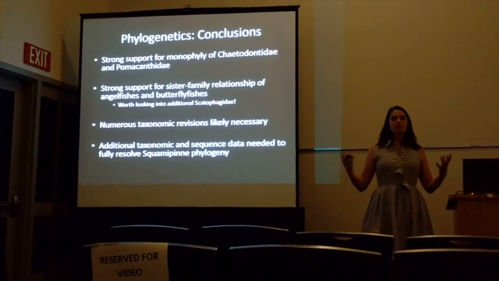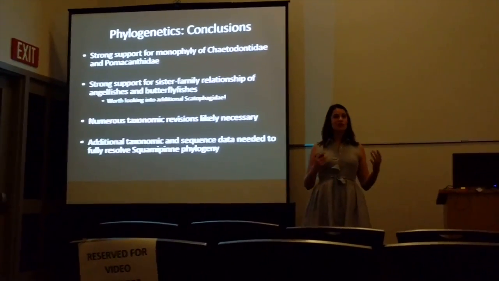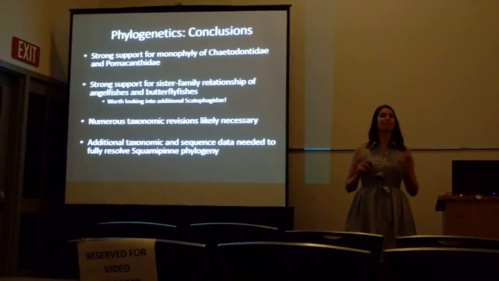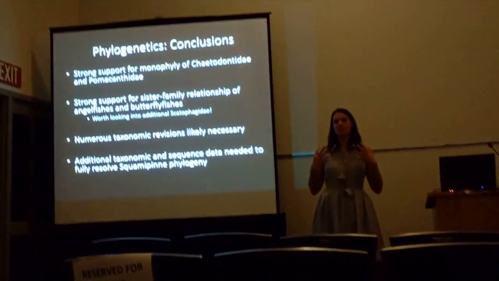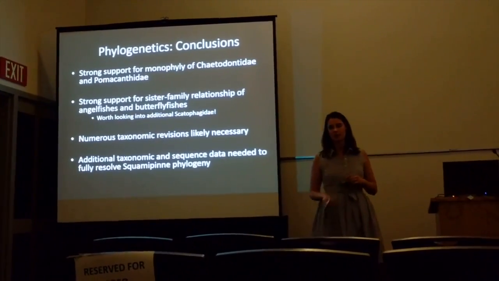So just to sum this up, our robust phylogeny supports the monophyly of Pomacanthidae and Chaetodontidae. We also find very strong support for the sister-family relationship of these two groups.